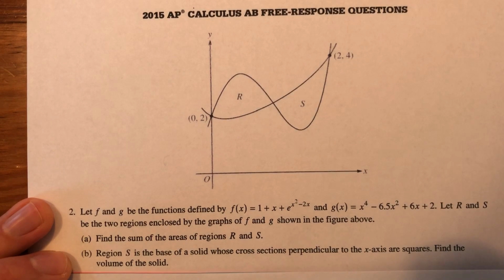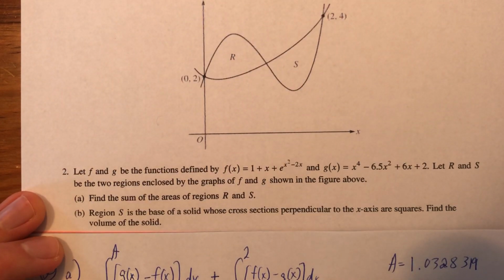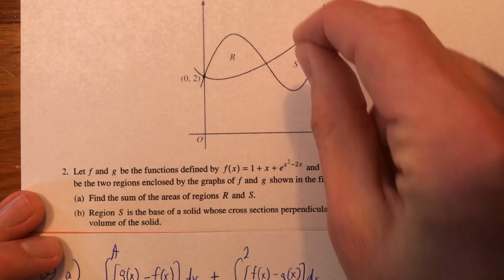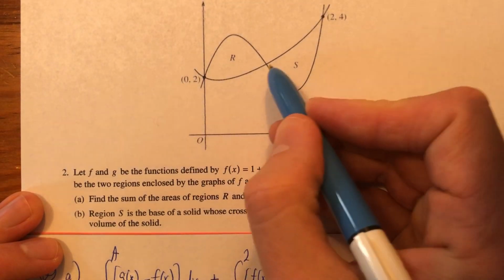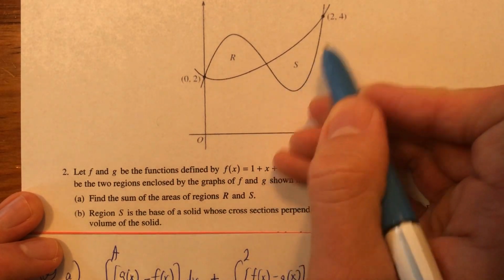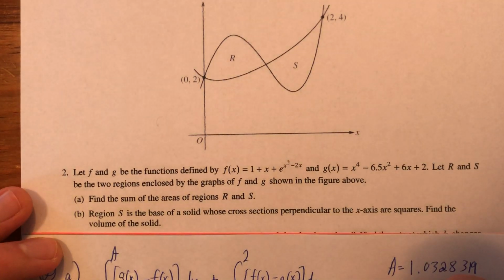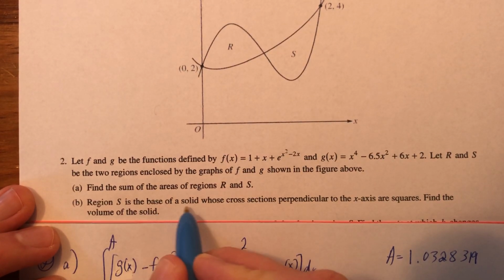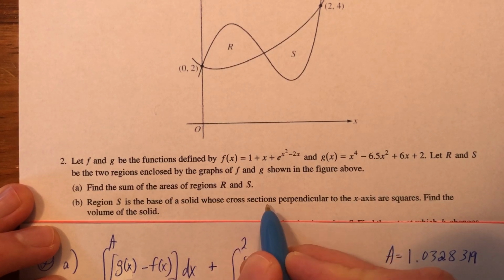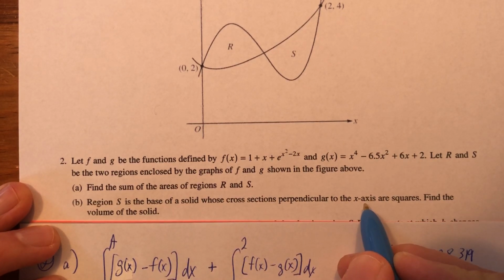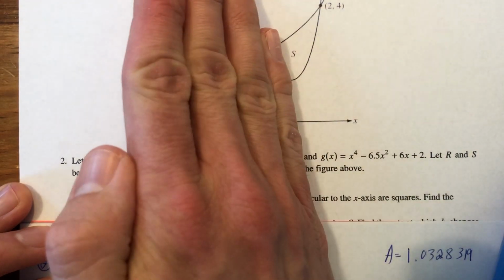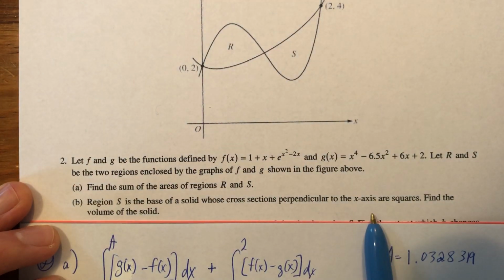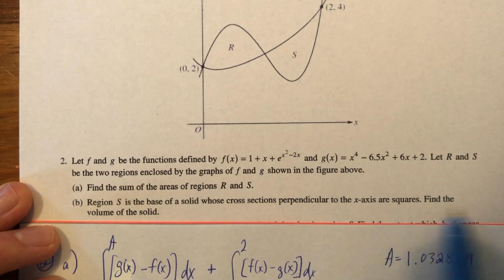What's about to happen, though, is we're going to take this piece of paper and expand it up, and we're going to build a little building right here. And the building is going to fit right here in region S. What's this building going to look like? Well, S is the base of a solid whose cross sections perpendicular to the x-axis. Don't ever think it's just sitting like this. It's not sitting like this. It's sitting like that.